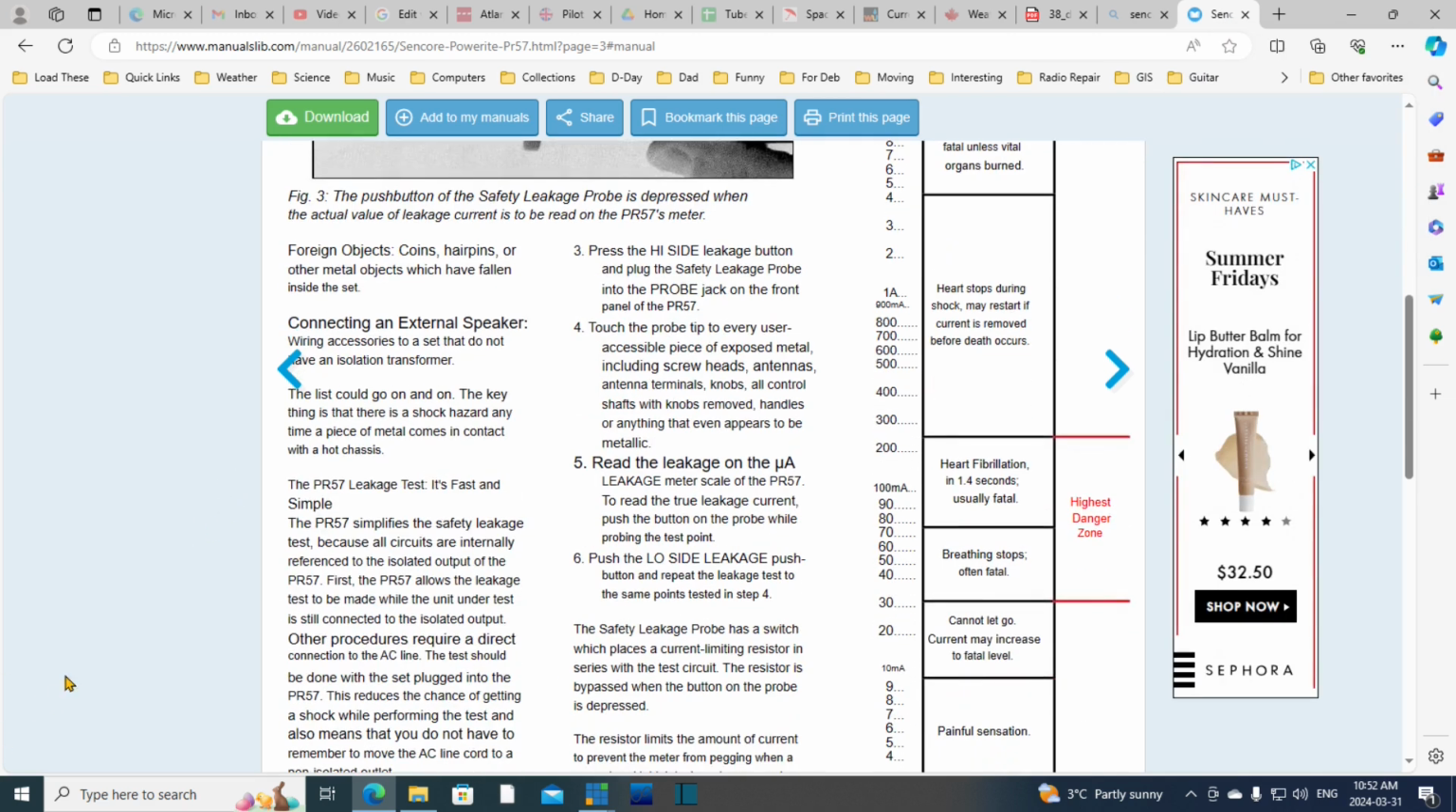So that's why I take a look in these schematics. I look to see what's going on with the grounding of the speaker, according to the schematic. The list could go on and on. The key thing is there is a shock hazard anytime a piece of metal comes in contact with a hot chassis.